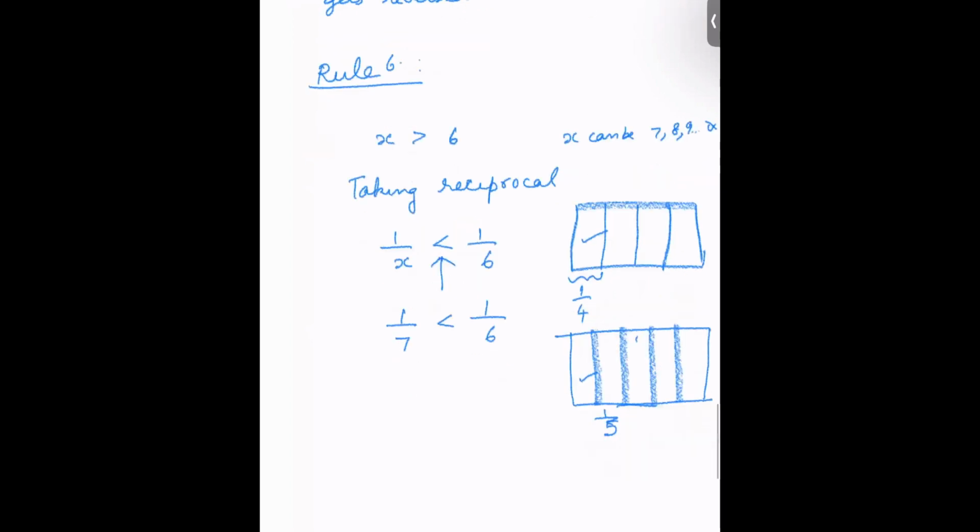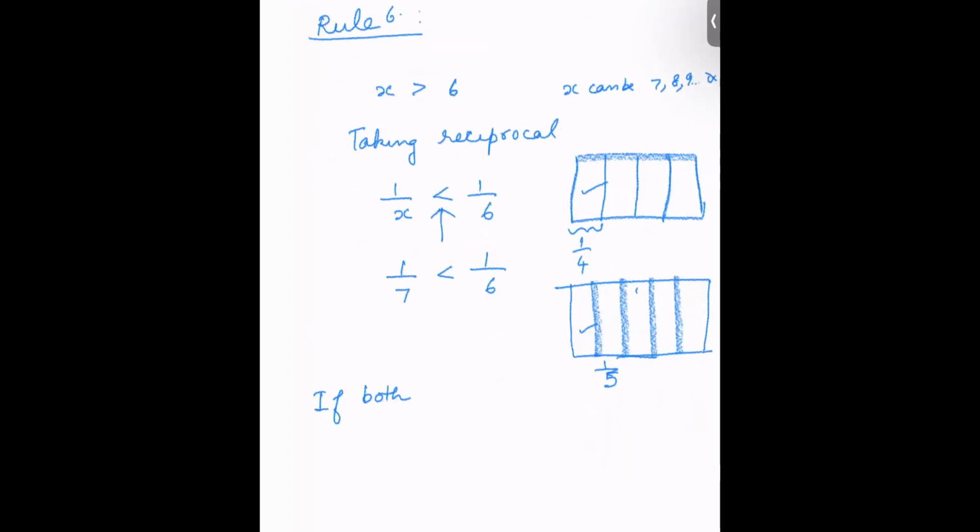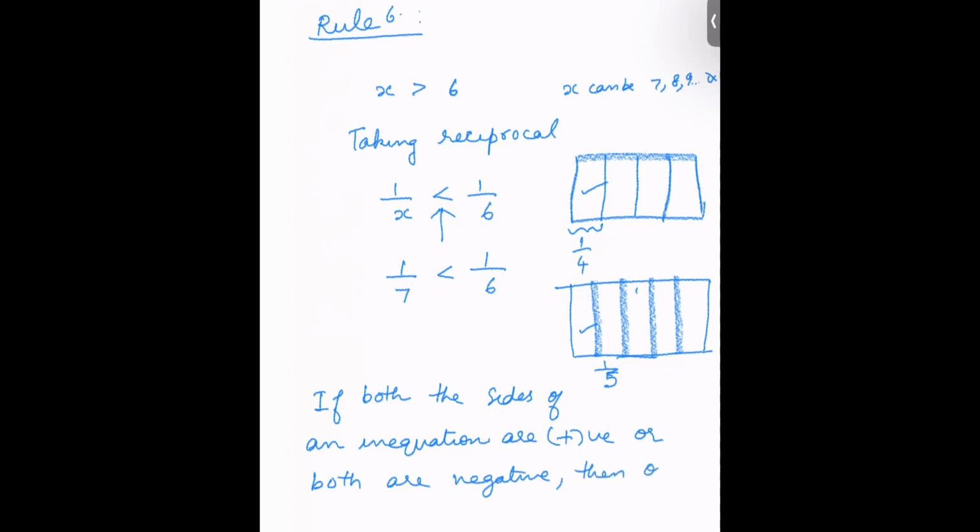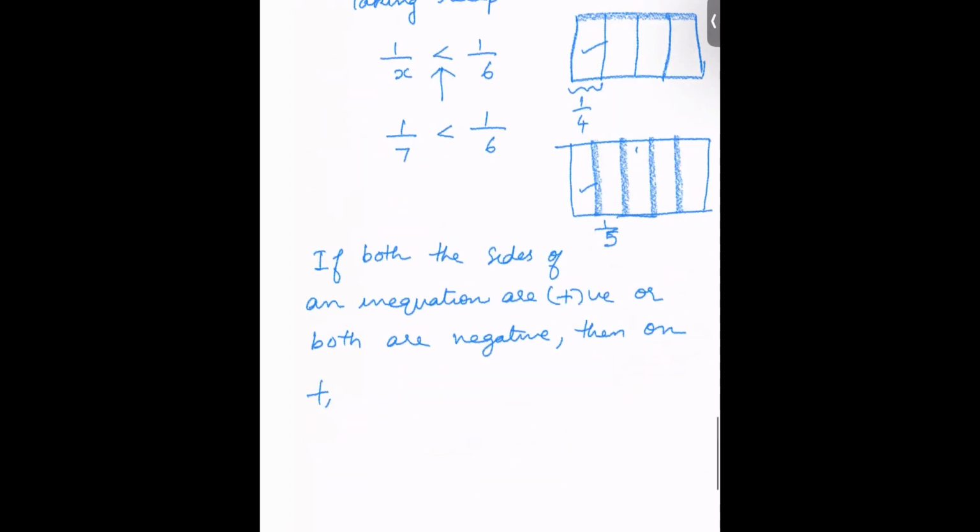So write rule number 6. If both the sides of an inequation are positive or both are negative, then on taking their reciprocals, the sign of inequality reverses.